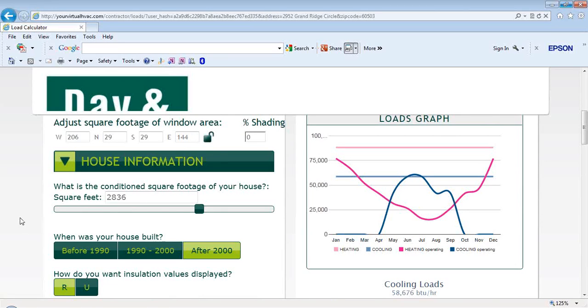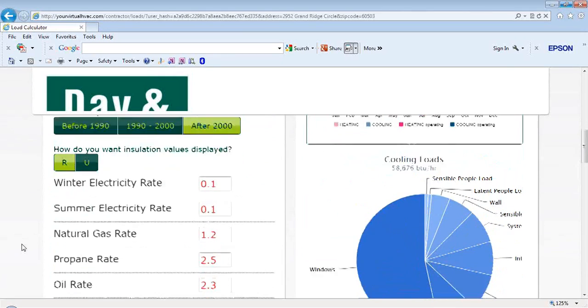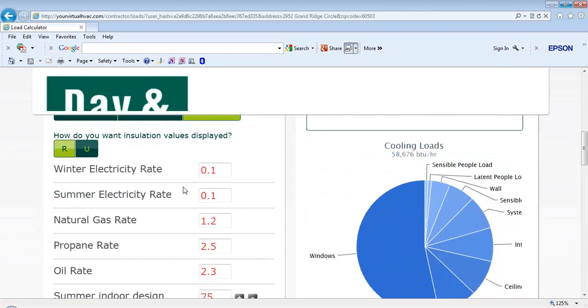What it's doing is using the Zillow website and tax record type stuff to get the data for the home, the square footage, and age of construction. So this is actually pretty close. This is 2,800 square feet, and it was built after 2000. It's like 2003, I think it was. So that's actually pretty accurate. I can put in my utility rates here.